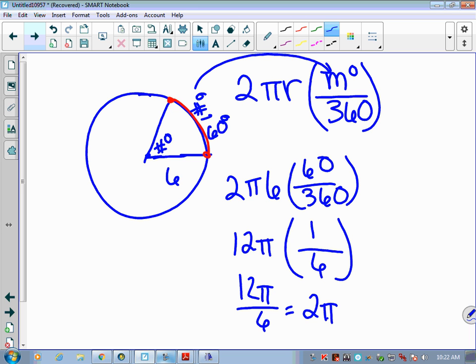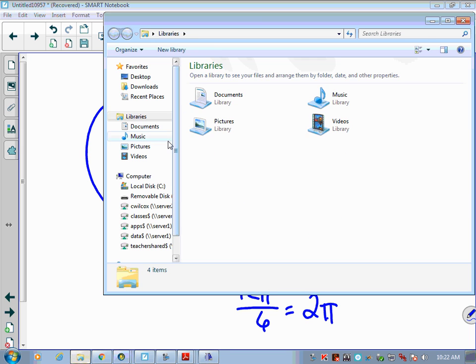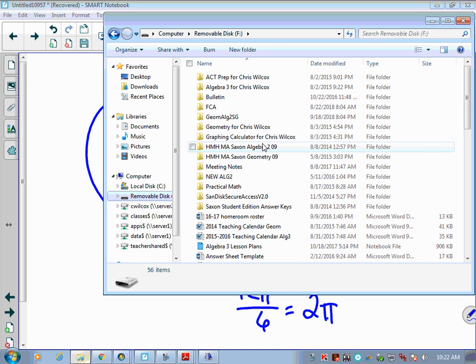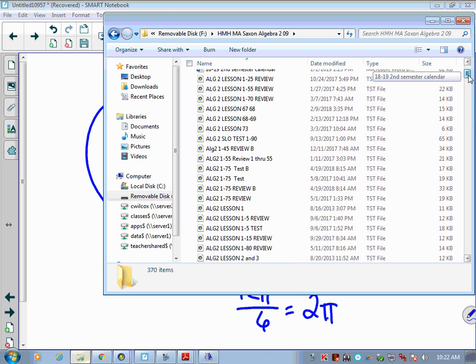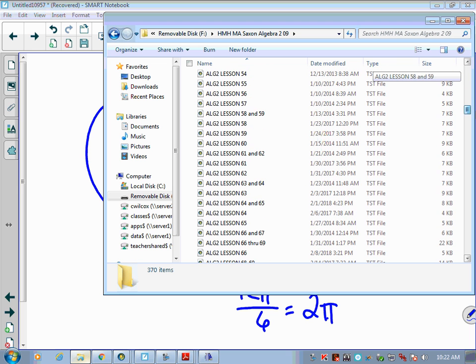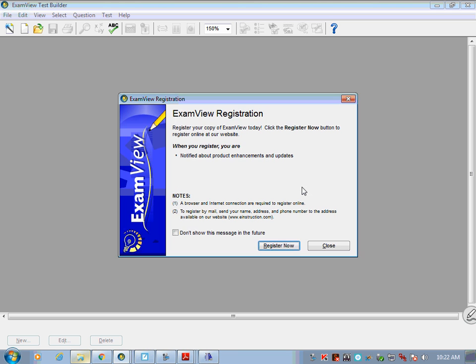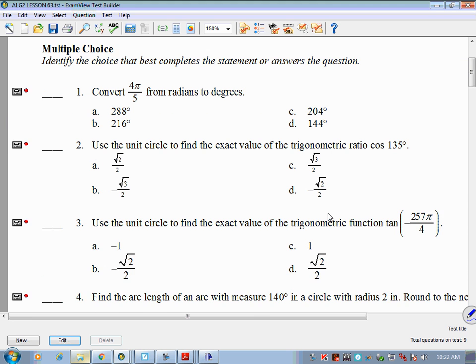All right. Let's go from here to actually working out some problems. I don't know if I've got this pulled up already or not. It doesn't look like it. So let's, and we want 63. You okay? Okay. All right, here we go.